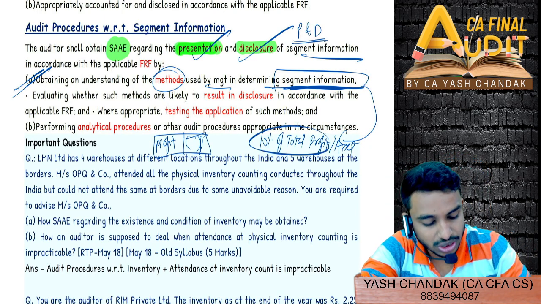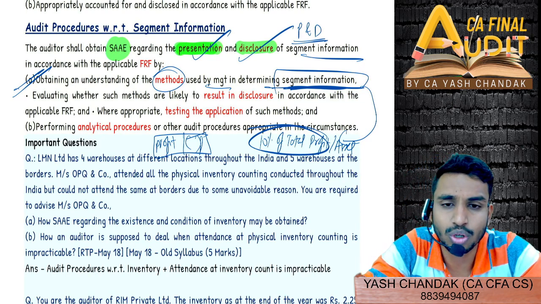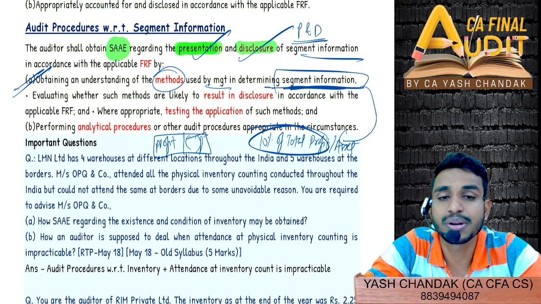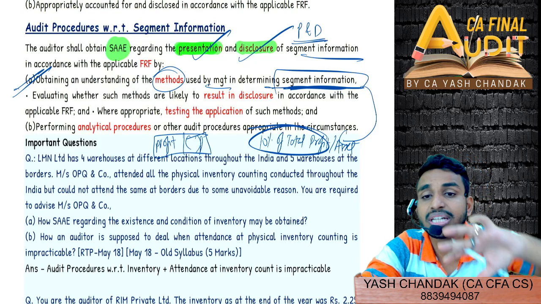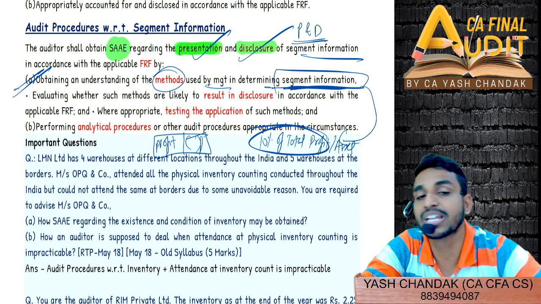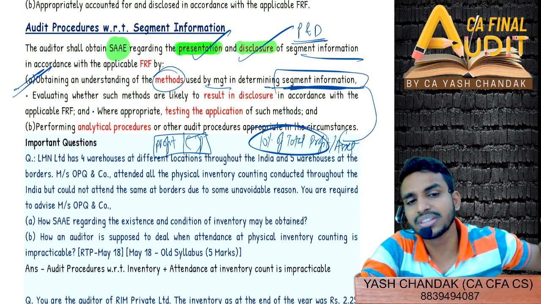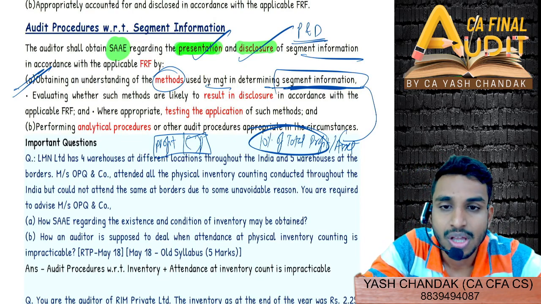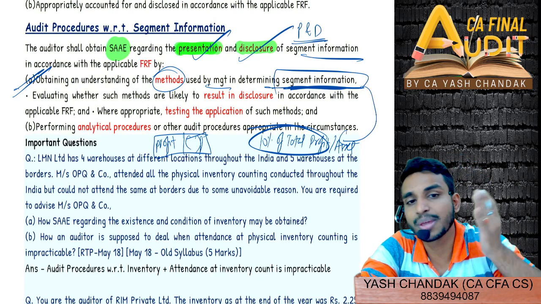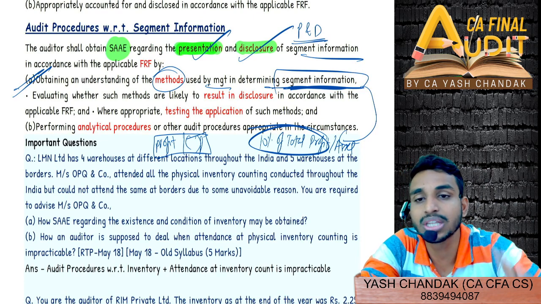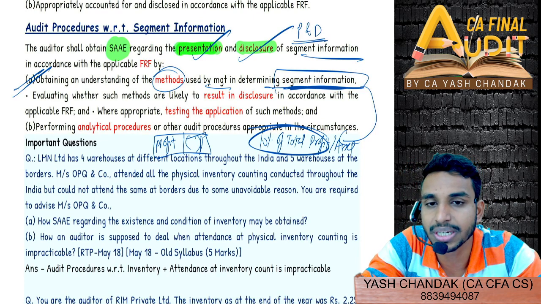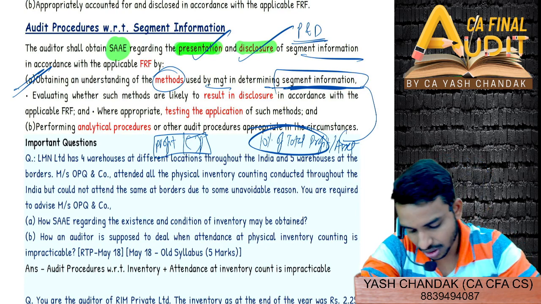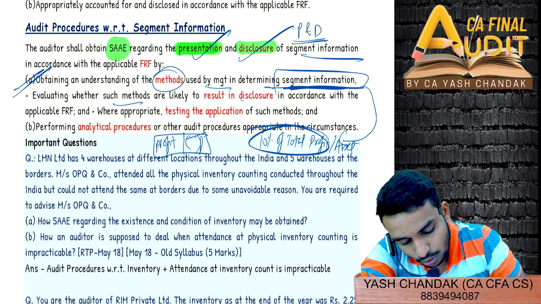However, for the 10% calculation, you can directly see whether my profit is 10% or more of total profit, or my assets are 10% or more of total assets, and similarly for my revenue. So these are certain methods by which management can determine segment information. Of course, to comply with the regulatory requirement, they can simply follow Ind AS, that means this 10% criteria. Whatever the method of disclosing segment information, you get an understanding from the management of what method they are actually using for determining segment information, and then evaluate whether such methods are likely to result in disclosure.